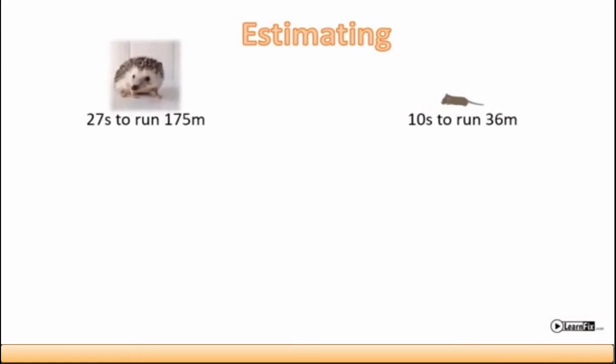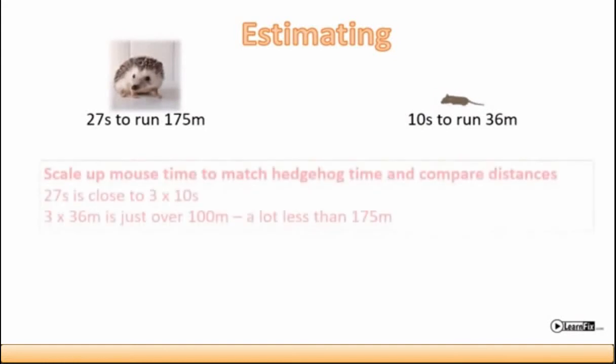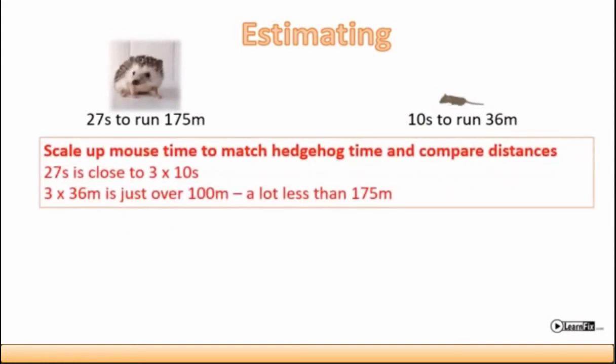There are two equally good ways to use estimation for this. In the first, we can see that the time for the hedgehog run is approximately 3 times as long as the mouse run. But 3 times 36 is obviously a lot less than 175. So the hedgehog must be the quickest.